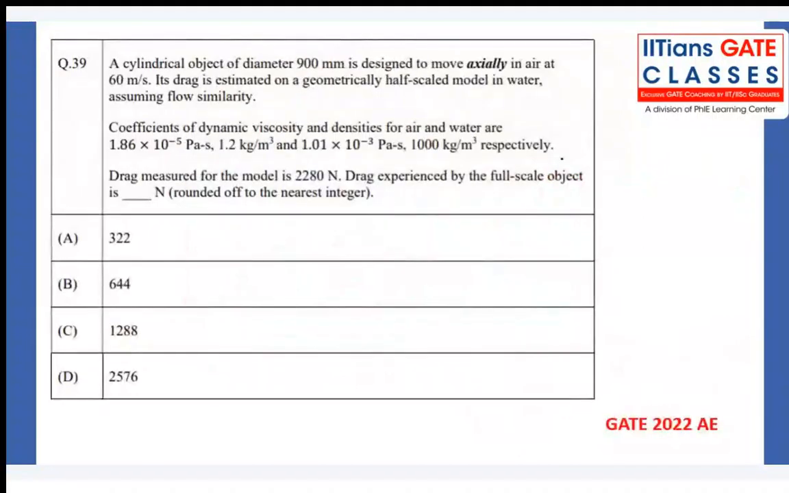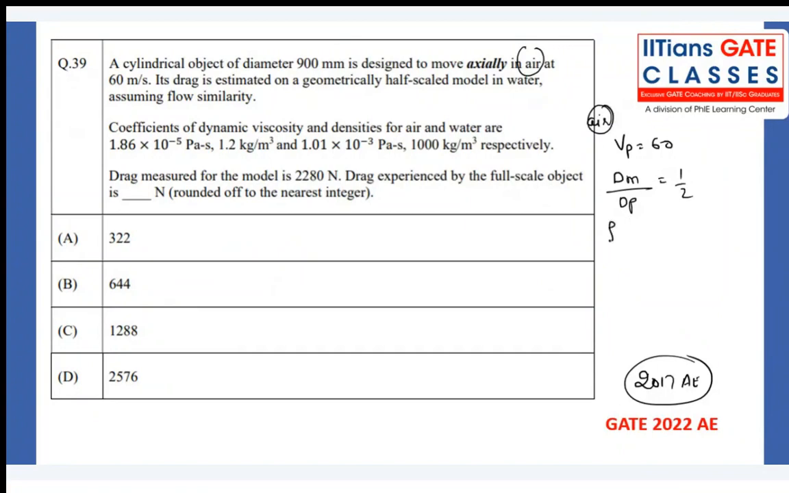Now this particular question, a very similar problem they asked in 2017. A cylindrical object is moving. Basically, Vp is given as 60. Half scale model, that means diameter of model to diameter of prototype is 1 by 2. The coefficient of dynamic viscosity of air and water. See, air means what? Prototype. So whatever the viscosity is given, rho p is 1.2.